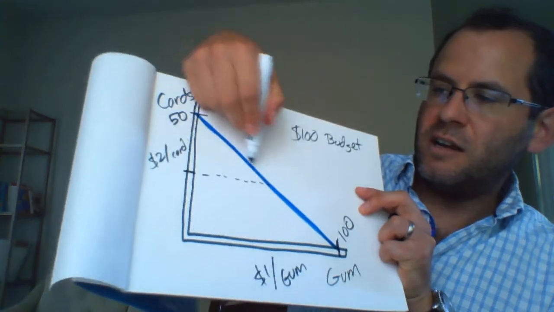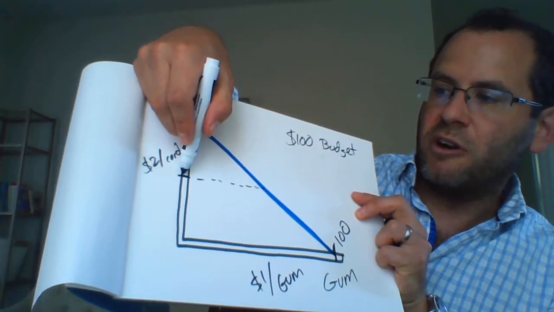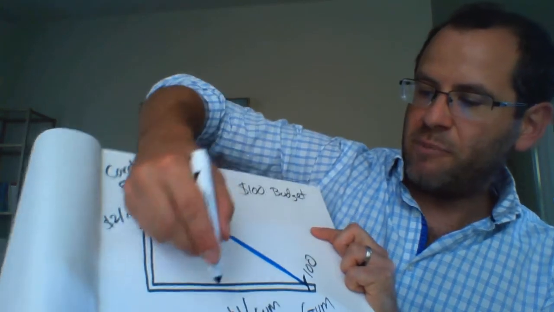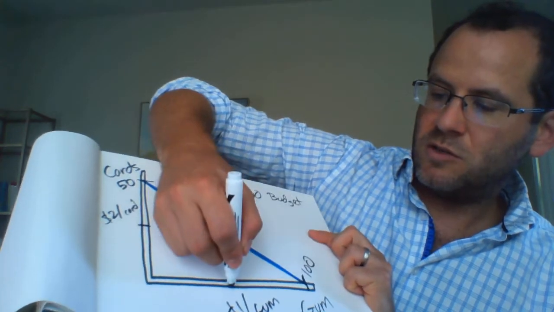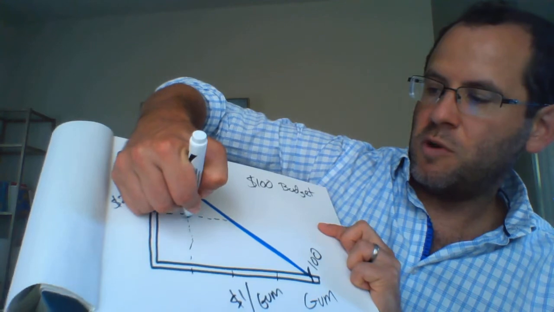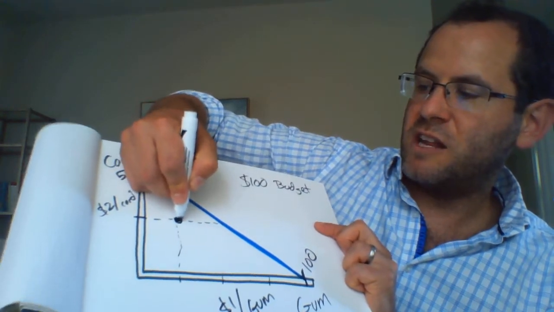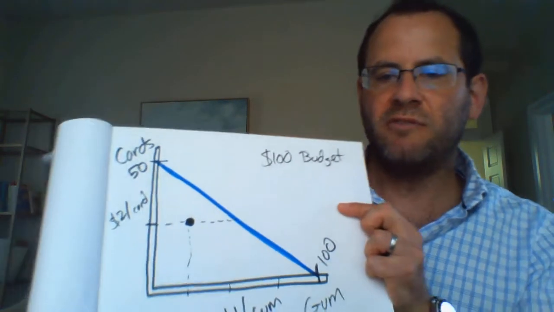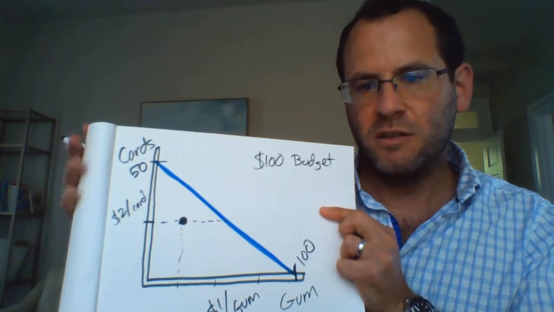25 packs of cards, that's going to be right here on this dotted line up to 25, so it's going to be somewhere out here. And we have 25 packs of gum, that's actually going to be, so this is 50, this is 75, this is 25, so 25, so we're actually right there. That's 25 on our budget constraint.